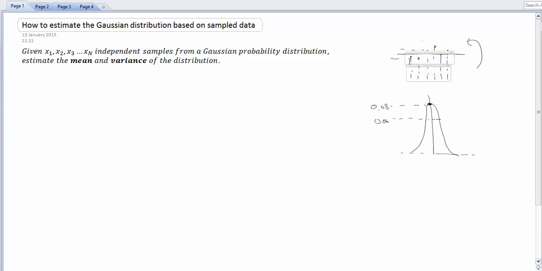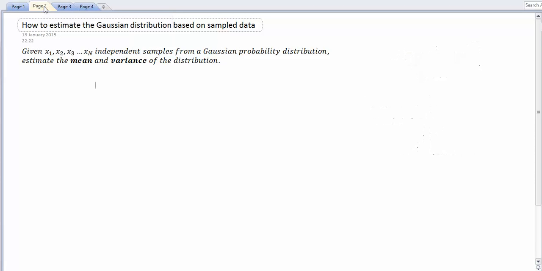I hope you will enjoy it as much as I did working on understanding all these concepts, and it seems I already have a problem, so we're just gonna skip ahead to page 2.